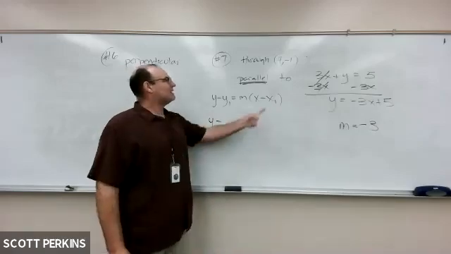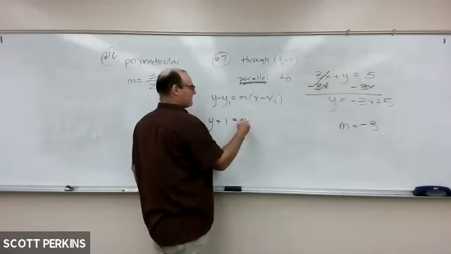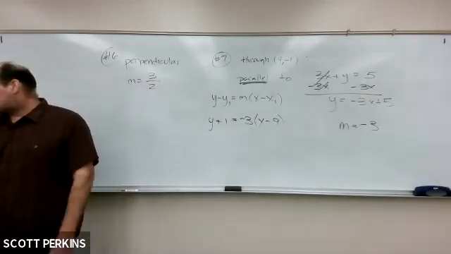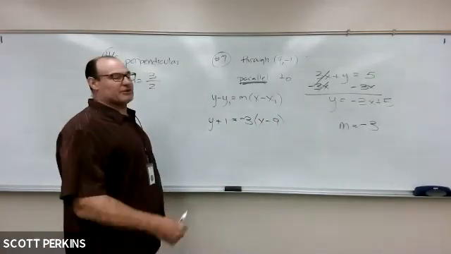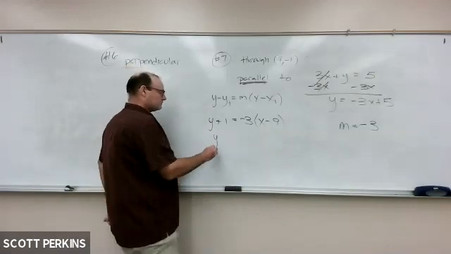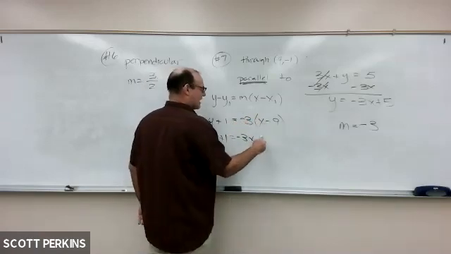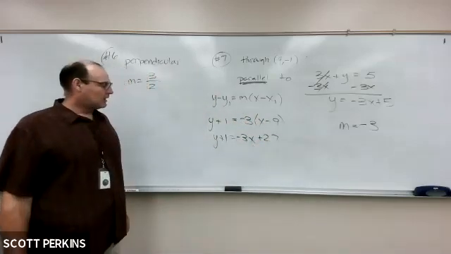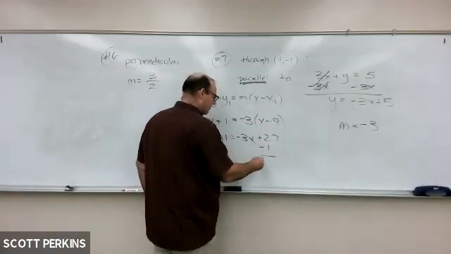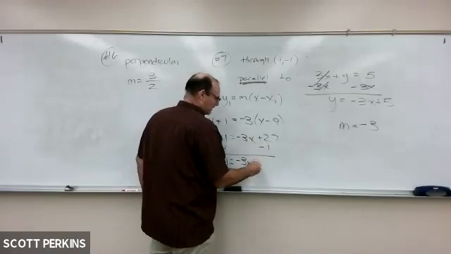Y minus negative 1. Y minus negative 1 is y plus 1. My slope is negative 3. X minus 9. I believe I asked for slope-intercept form. So the 2 steps for slope-intercept form is I got to get rid of these parentheses. Negative 3 times x is negative 3x. Negative 3 times negative 9 is plus 27. And then I'm going to bring the 1 over. Solve it for y. Slope-intercept form is always solved for y. 27 minus 1 is 26.